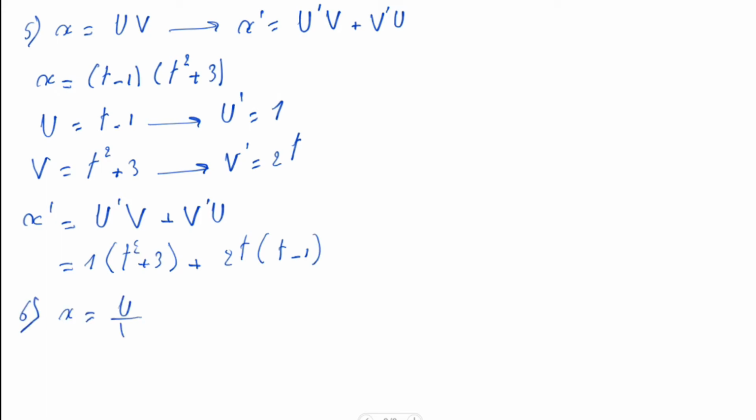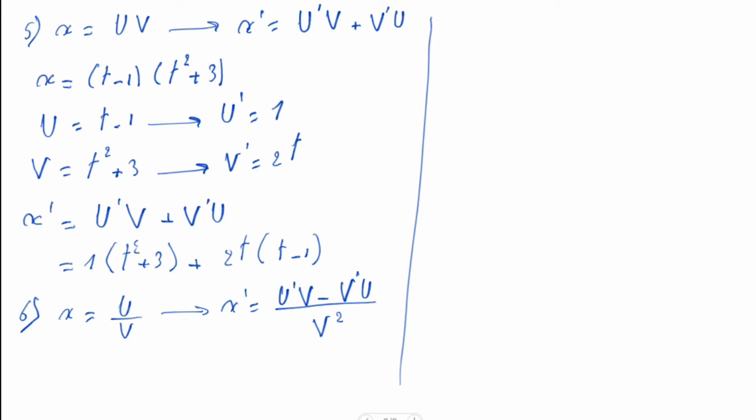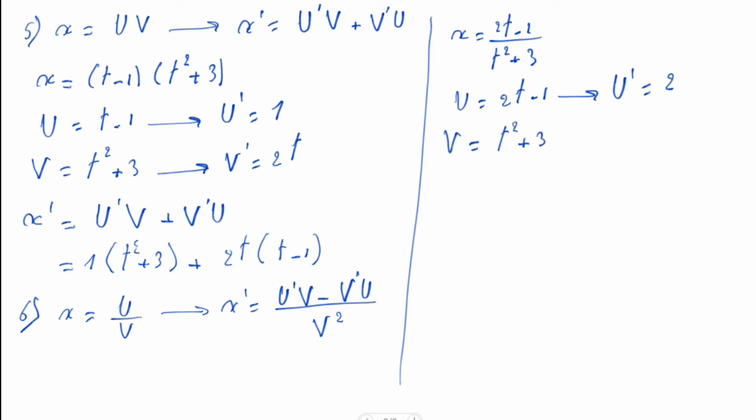Rule number 6. x equals u over v, then x prime is u prime v minus v prime u over v squared. For example, x equals 2t minus 1 over t squared plus 3. u equals 2t minus 1, then u prime is 2. v equals t squared plus 3, then v prime is 2t.